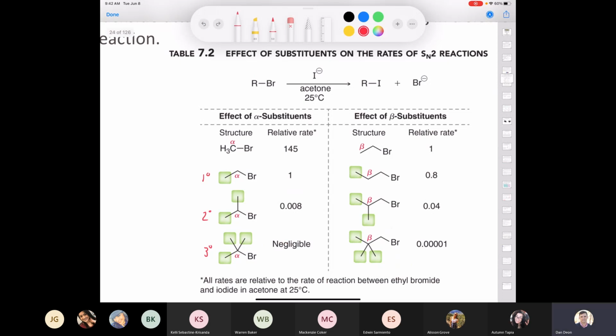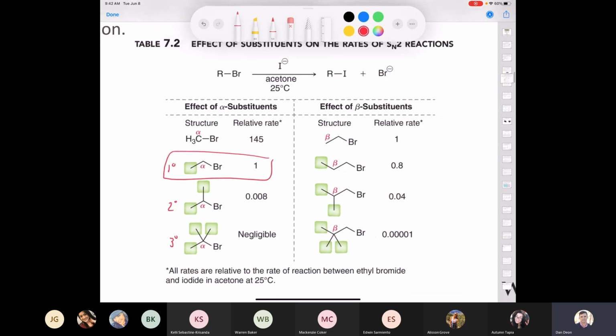Now, based off of this information, it might be a knee-jerk reaction to say, okay, well, if I have a primary substituted alkyl halide, it's just going to go like stink. No matter what, the relative rate is always going to be, I'm going to get a good reaction. Well, hold on. Check this out.